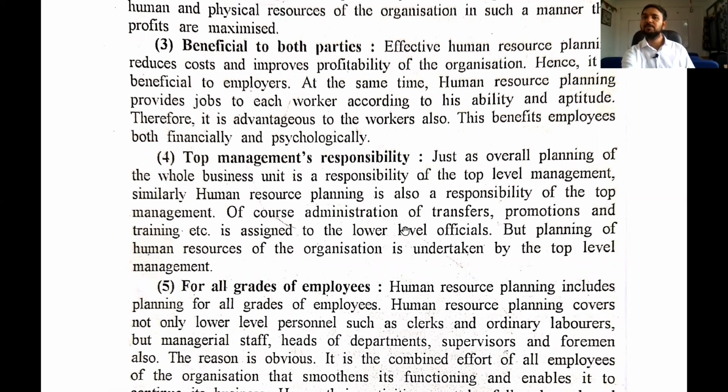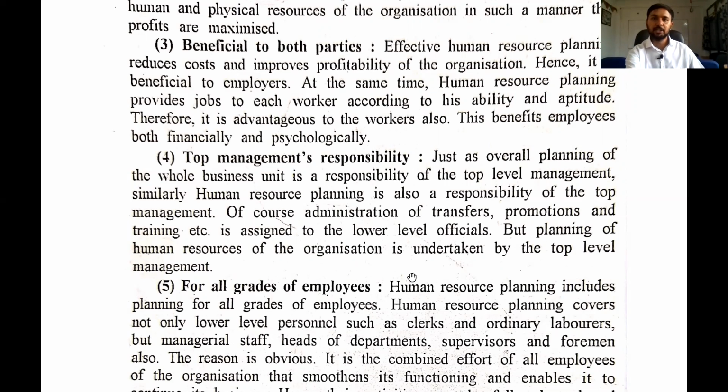So guys, of course, administration of transfer, promotion and training, etc. is assigned to the lower level officials, but planning of human resource of the organization is undertaken by the top level management. So guys, as the point explains, transfer, promotion, all such kinds of works take place at the bottom level, but the planning is done at the top level management.